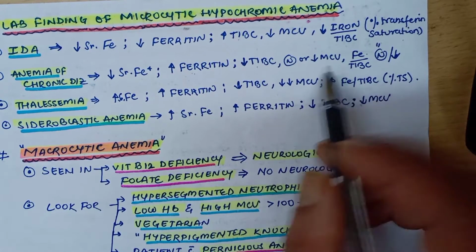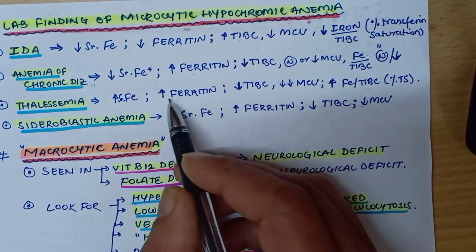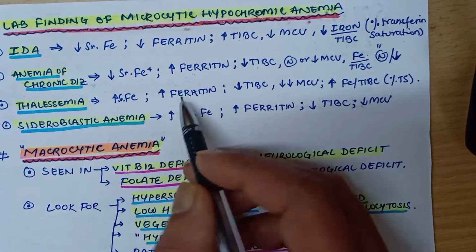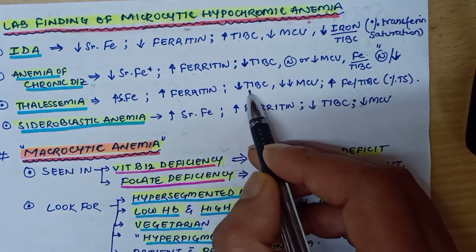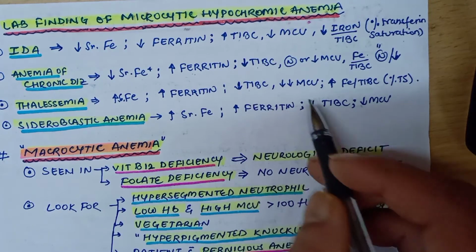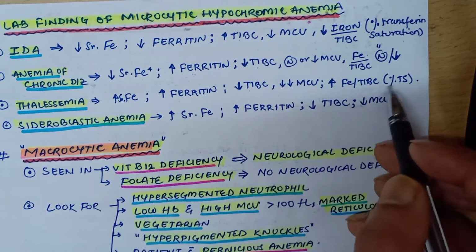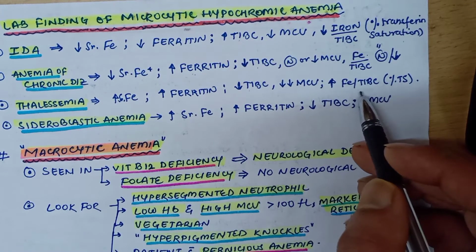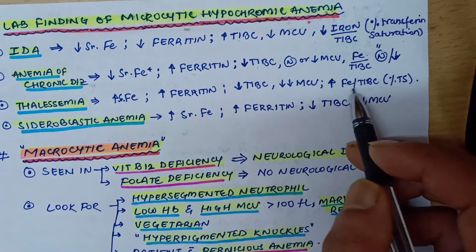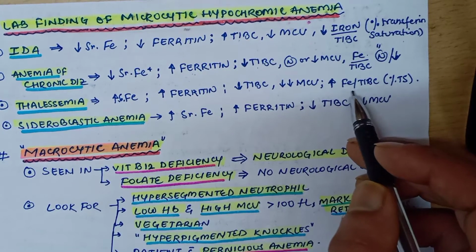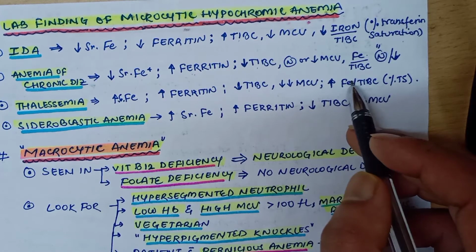And in thalassemia, there will be increase in serum iron, and there will be increase in ferritin level. When there is increase in ferritin level, there is decrease in total iron binding capacity, and the mean cell volume is low, and the percentage transferrin saturation will be increased. So there will be high percentage of transferrin saturation in case of thalassemia.